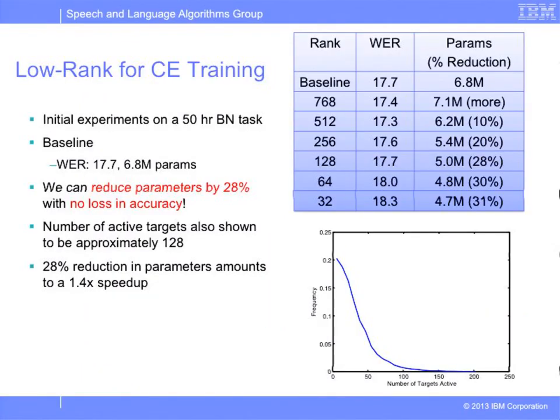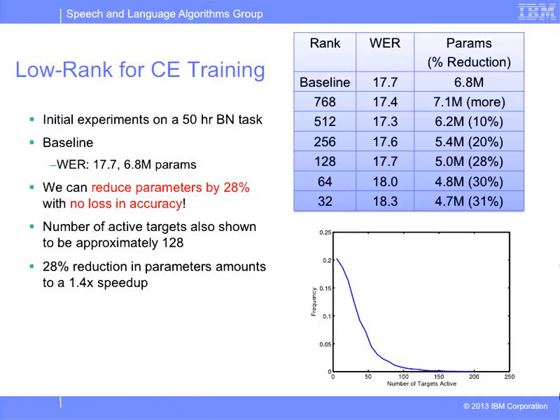This is a simple experiment we did on Broadcast News, where we looked at the word error rate for different choices of this rank value R. The baseline system is at a word error rate of 17.7 with 6.8 million parameters. What we found is we can reduce the rank all the way to 128 with no loss in the word error rate and roughly a 28% reduction in the number of parameters.